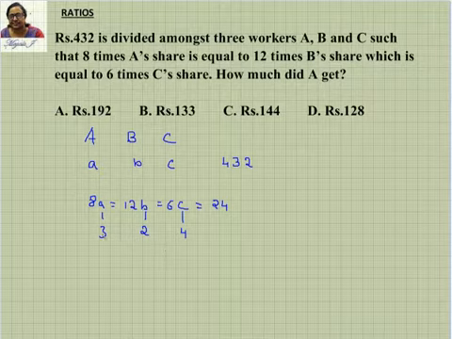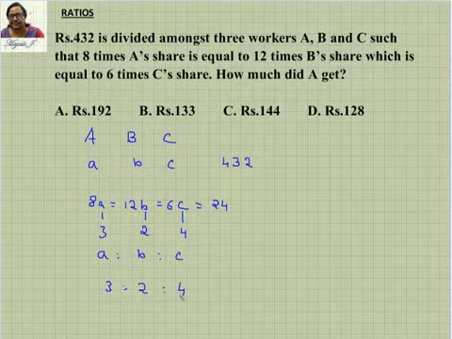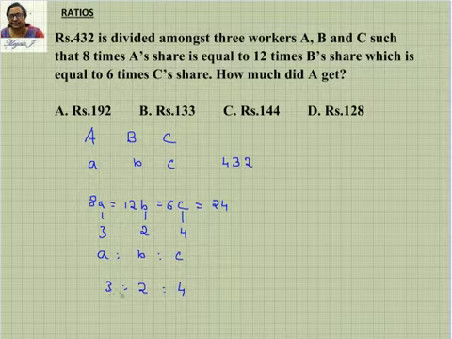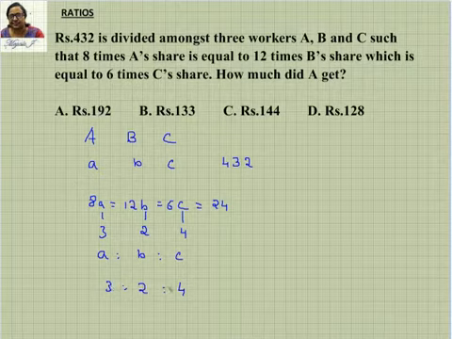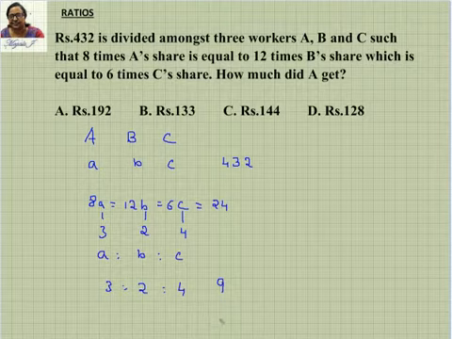Now the ratio of A is to B is to C is 3 is to 2 is to 4. Once you have the ratios, how to find the values? The ratio box method, which I generally use, is to take 3 is to 2 is to 4, add the three ratios and write it here. 3 plus 2 is 5, 5 plus 4 is 9. And the total quantity given is 432, so I'm going to write 432 here.